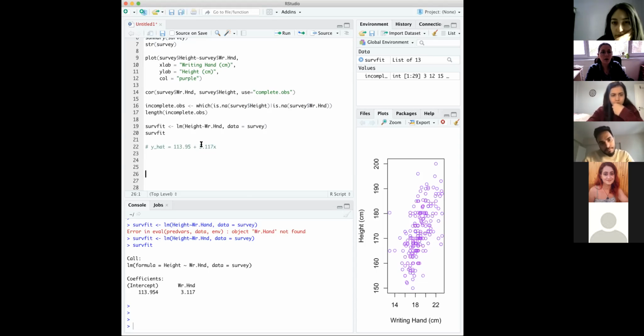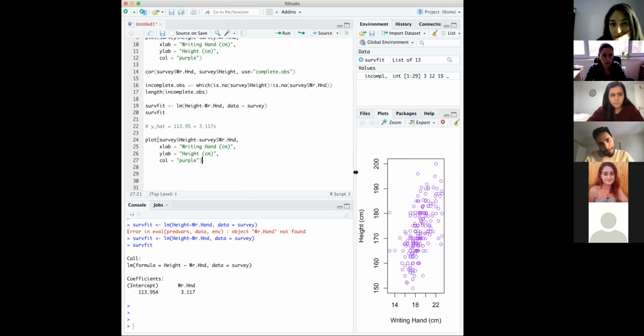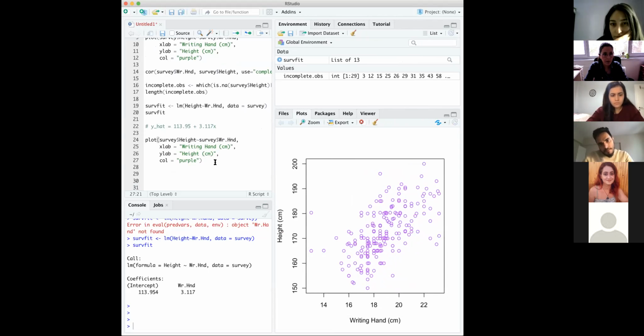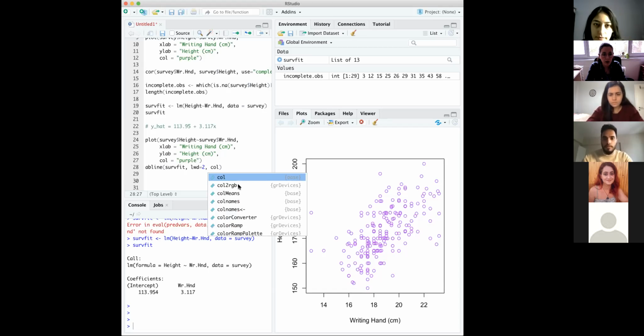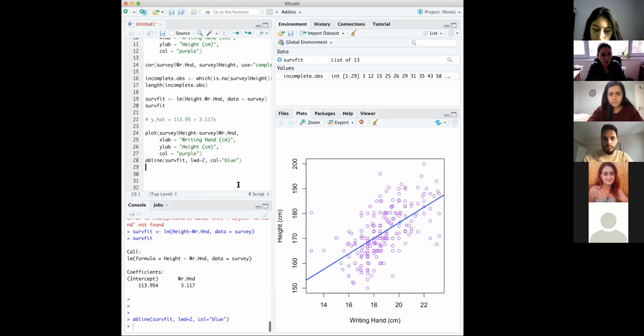And of course, we can always add this linear model to our plot. Let's say I have my plot, again, the same one in here. Let's make it bigger. And this time, I want to add an abline. You remember this function, I think we used it several times before. And we have survey fit, which is our model. You can just write this and add some options you want to use, okay? I want to choose color as blue, but it's up to you. You can add anything.